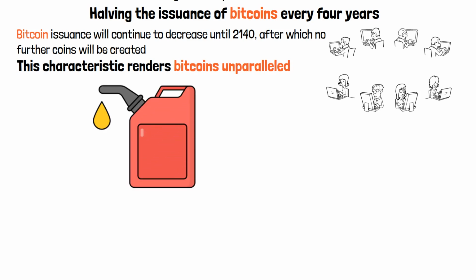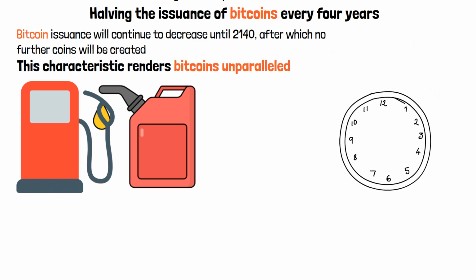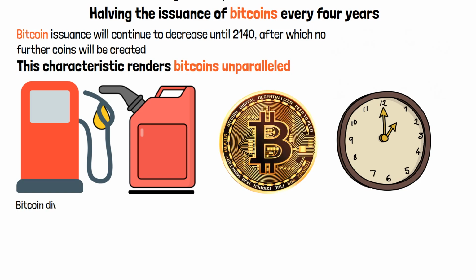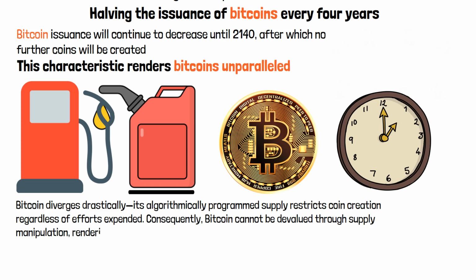Contrast this with traditional commodities like oil and gas, where new sources can potentially be discovered with sufficient investment of time and resources. Despite escalating consumption, global proven oil reserves are actually increasing. Bitcoin diverges drastically. Its algorithmically programmed supply restricts coin creation regardless of efforts expended. Consequently, Bitcoin cannot be devalued through supply manipulation, rendering it an impeccable store of value.